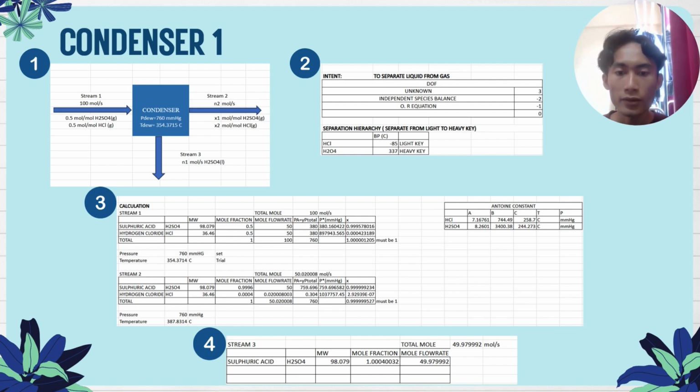So for the x, to find x, it is partial pressure divided by the pressure at a certain temperature. Here the total of the x must be 1. For the Antoine constants, we just referenced a website, so you can see the reference in the Excel.